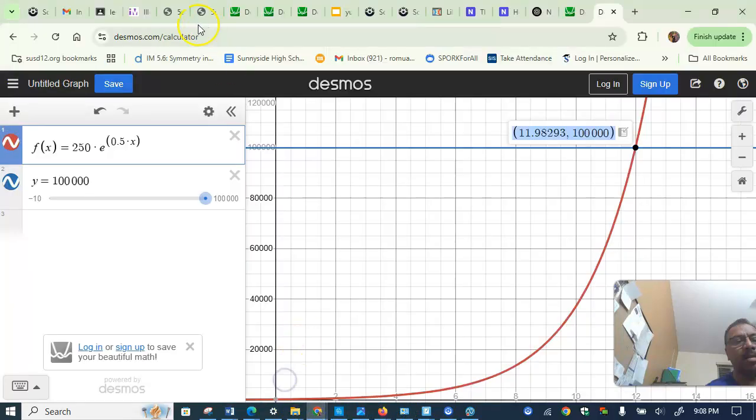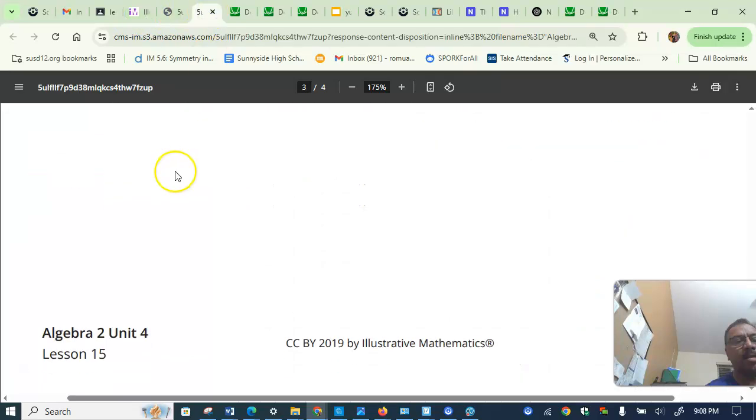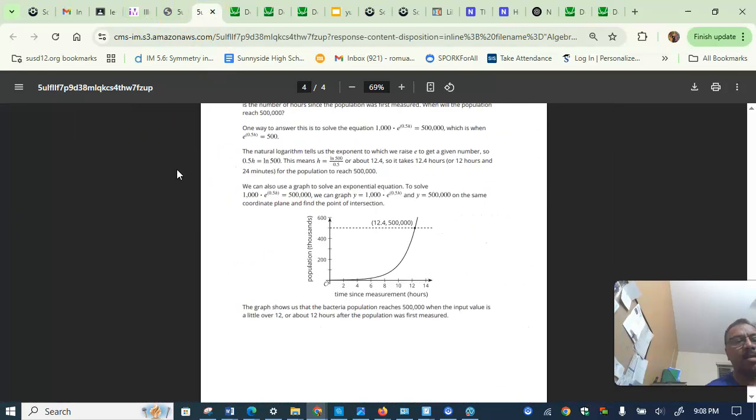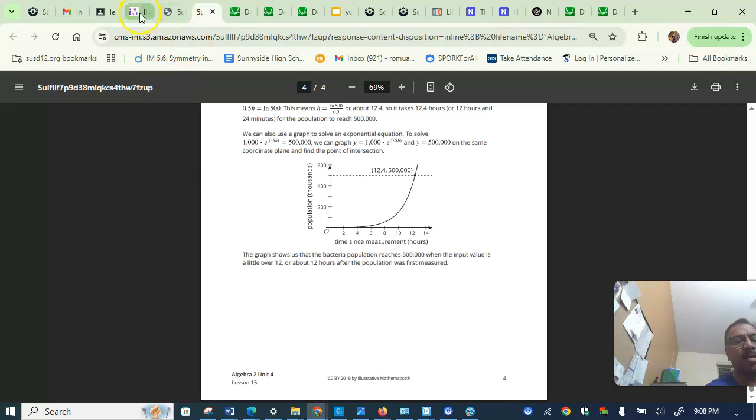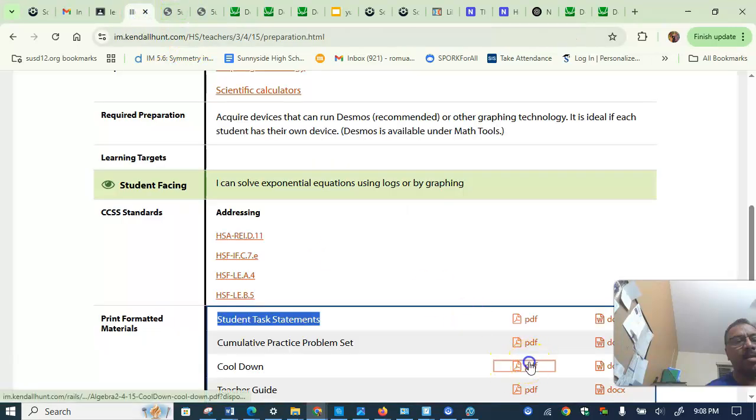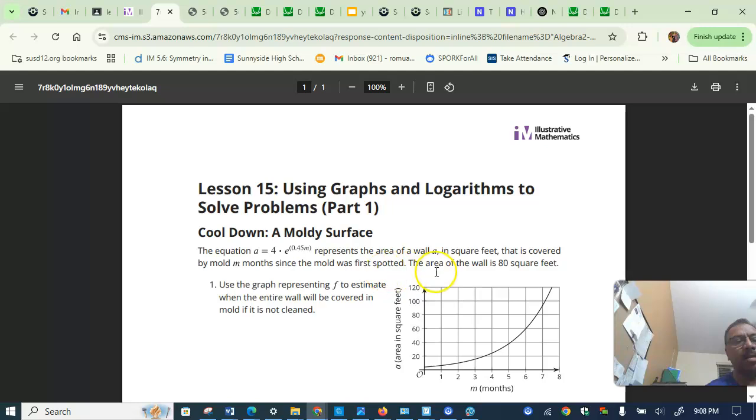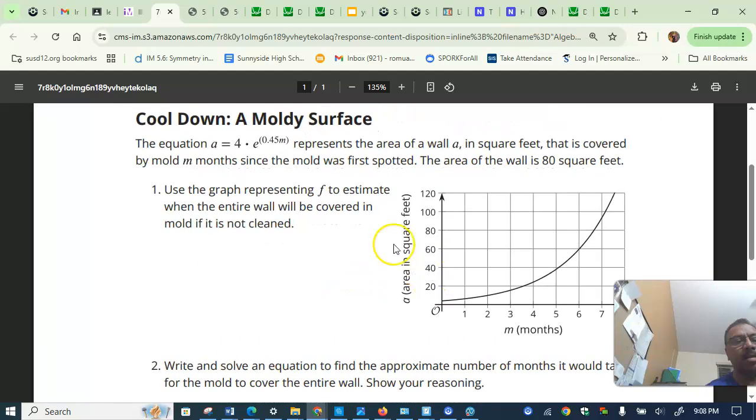Let's go directly to the last question, and that is the cool down. So we'll go to cool down. If you see the equation, this equation represents the area of a wall A in square feet that is covered by mold, M months since the mold was first spotted. By just looking at it, what does this 4 represent?